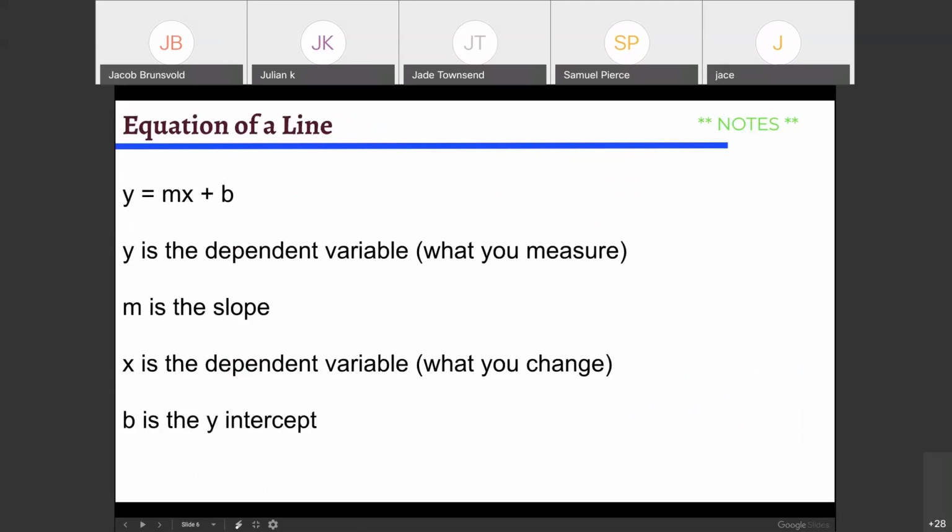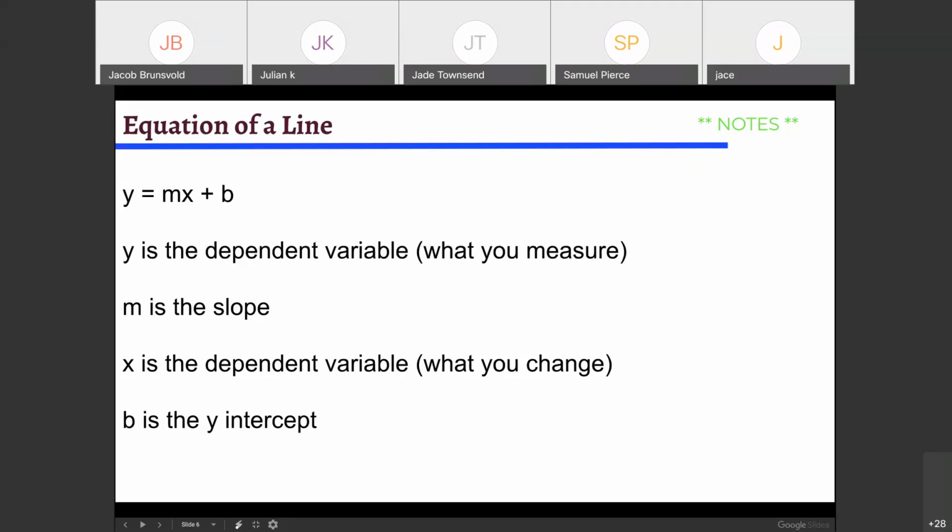Okay, so equation of a line. It's always going to be in the form y equals mx plus b. Hopefully you learned that in math class. If you haven't, that's how we write our lines. Y is the dependent variable, so that's what you measure. If you think about the paperclip lab that we did on Monday, what we measured was the mass. We measured the mass using that scale. M is your slope, so that's how much y changes with x, and we'll talk more about that in a minute.